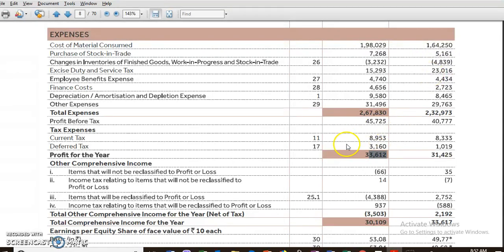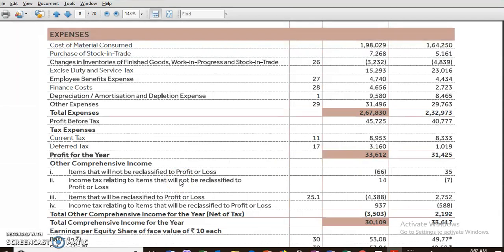So in this particular case, the company was supposed to pay 11,000 on 45,000 income, but they actually paid only 8,000. So the 3,000 will be paid in future to the tax department. So that's how the requirement to calculate the tax comes out, 11,000. So there is a profit of 33,000.